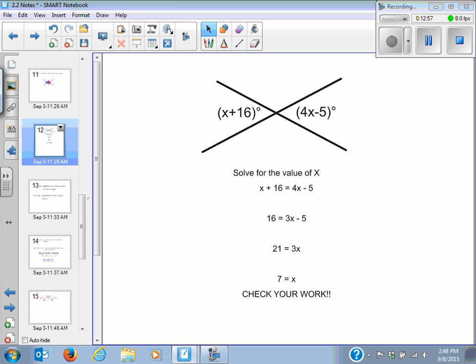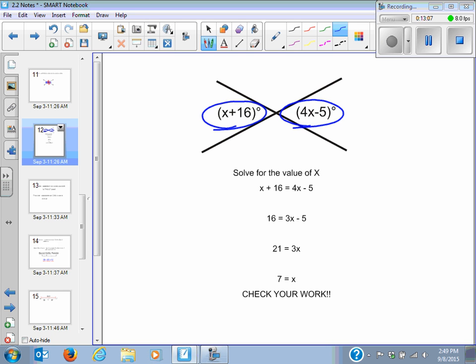All right. So how do I solve for this? Well, when we have these guys right here, you can see that this angle is vertical to this one. They're across from each other, and we know that vertical angles are going to be congruent. So down here, I set those two things equal to each other.